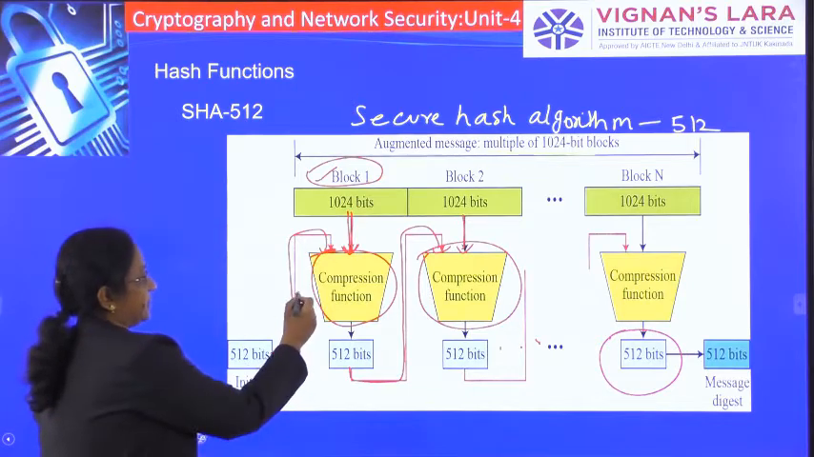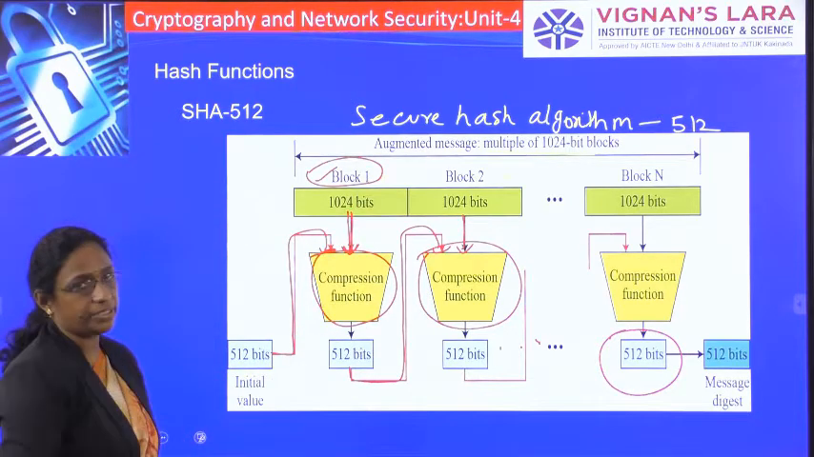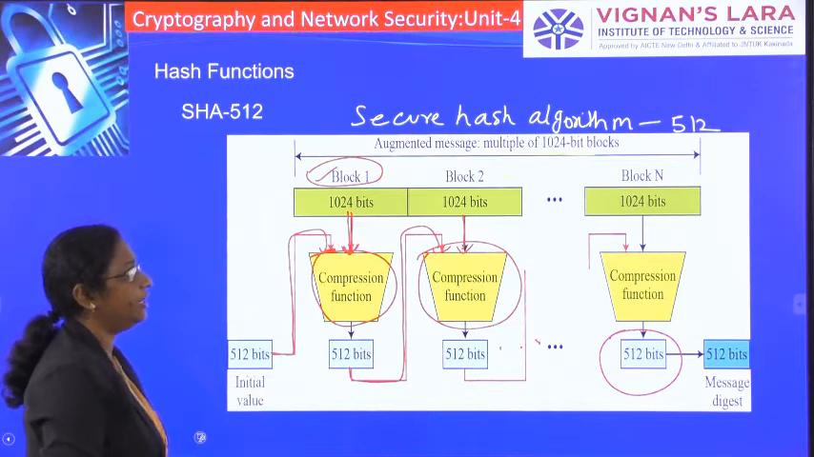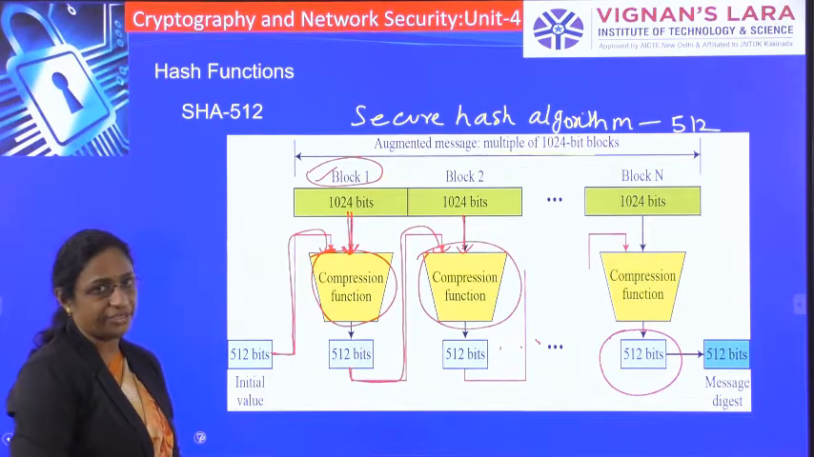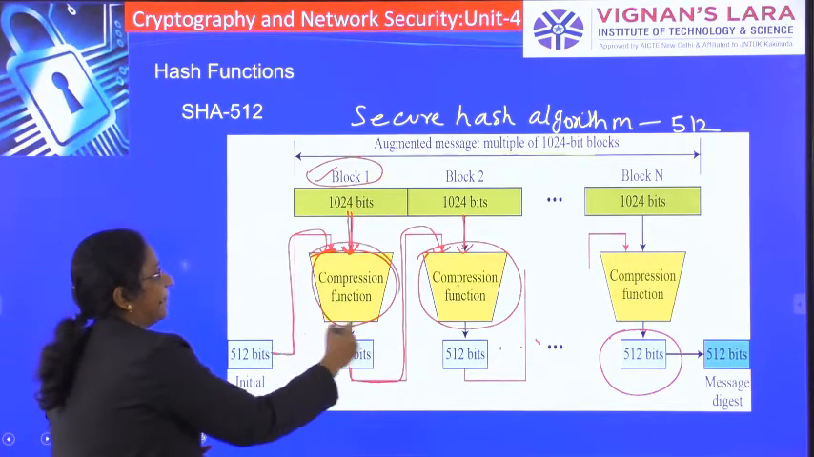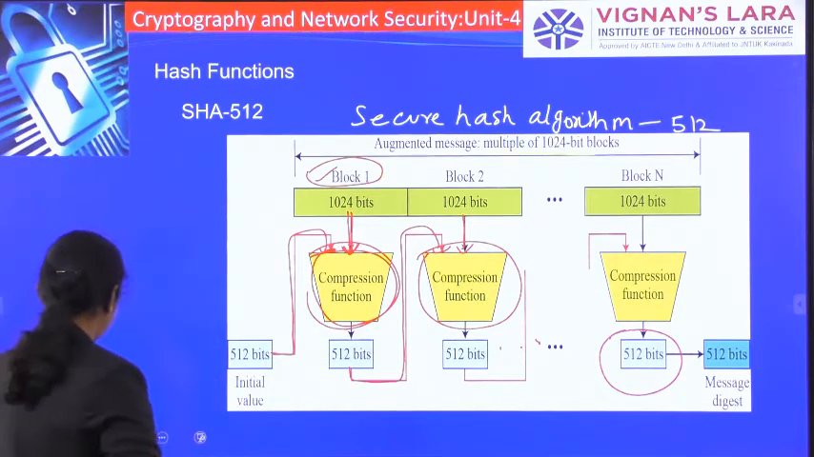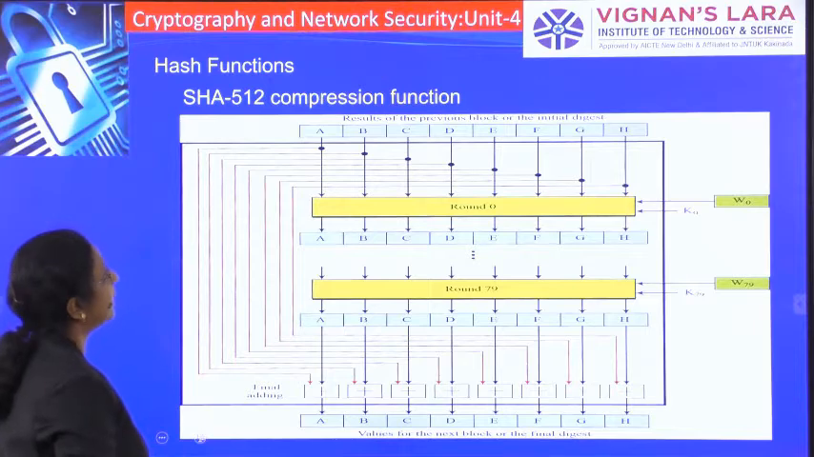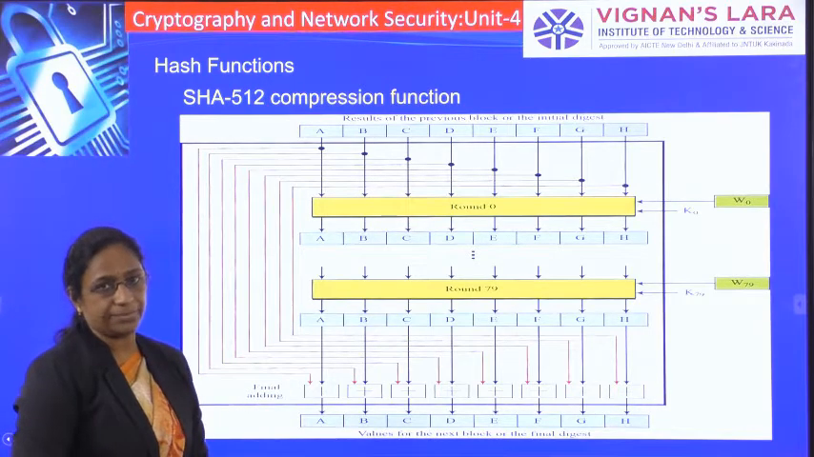Next, this is the overall structure of your secure hash algorithm 512. So now let's see what this compression function is. What is the structure of this compression function? This is the structure of the compression function.